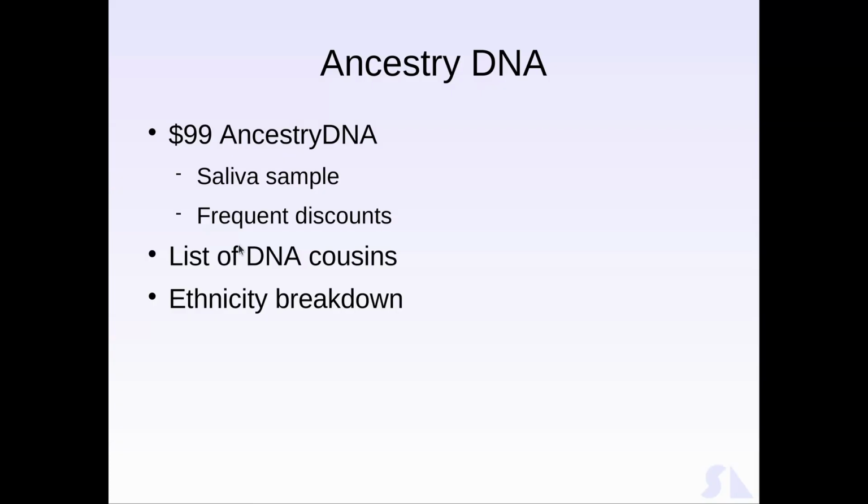It will list your DNA cousins or, well, your DNA relationships. They may not be cousins. It could be your parent or child takes the test. They'll show up as the list. So it's not just cousins. And it will also give you an ethnicity breakdown. So it'll tell you that this percentage of your ancestry is in this country and another percentage in some other country or region of the world.